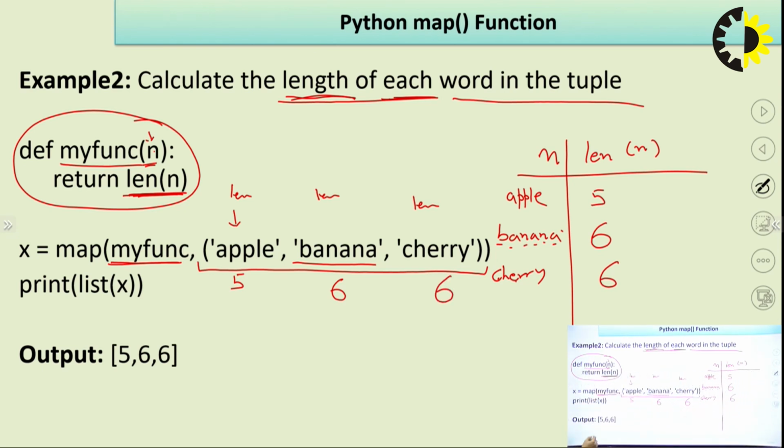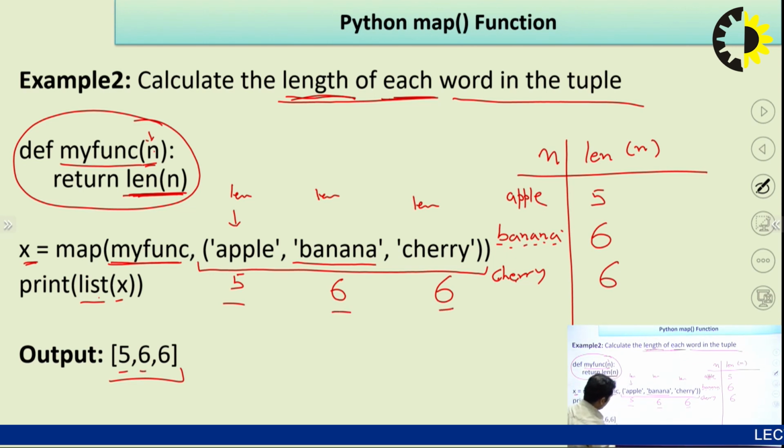So it is exhausted, and we convert this iterator into the list, and we get 5, 6, 6. That is the length of each element of the tuple, as we see. Same action here.